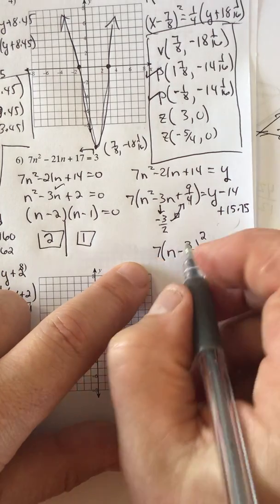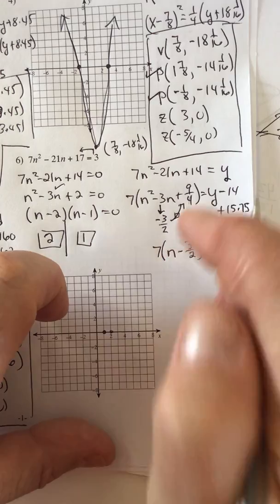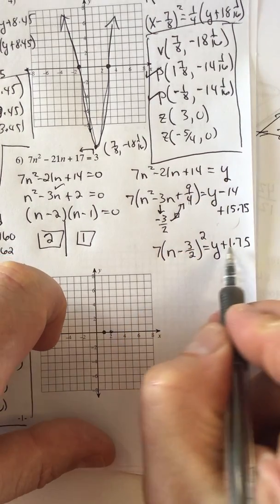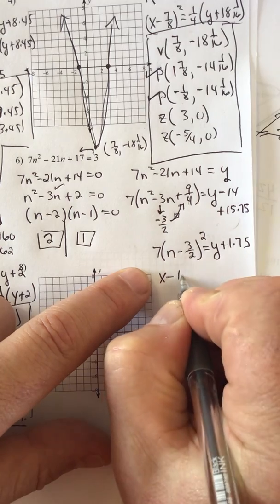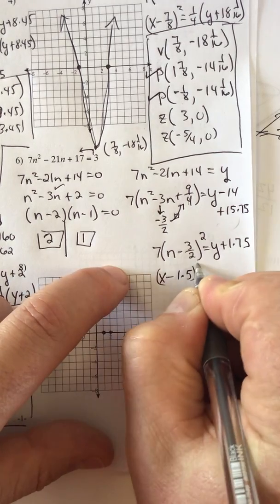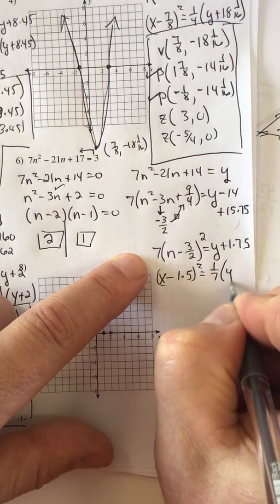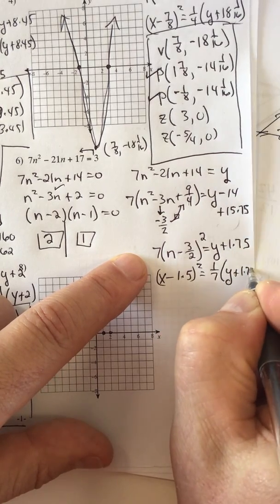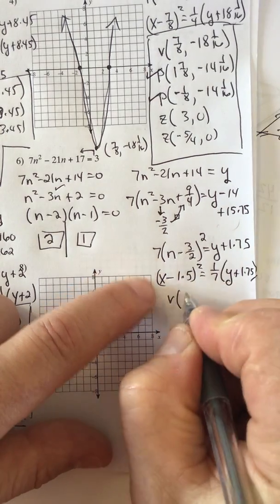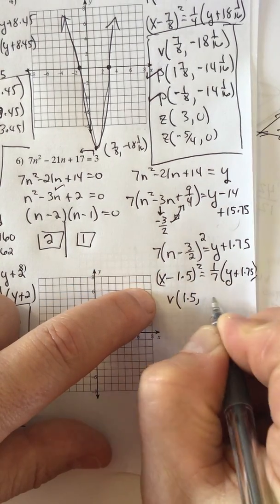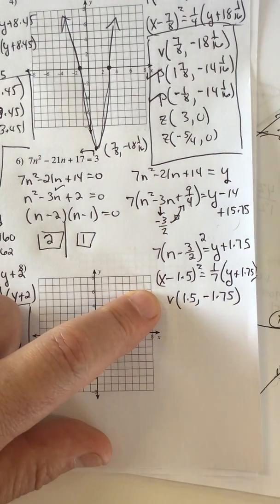Let me move the 7 to the other side. I'm going to switch it over to x's again. This variable here is always the x-axis because we set it equal to y. This is the y one. This one's the x one. So it's x minus 3/2 is 1.5. I'll go to decimals now. And 1/7, the 7 comes to the other side, y plus 175. Okay, there's the vertex. 1.5 for the x and negative 1.75 for the y.